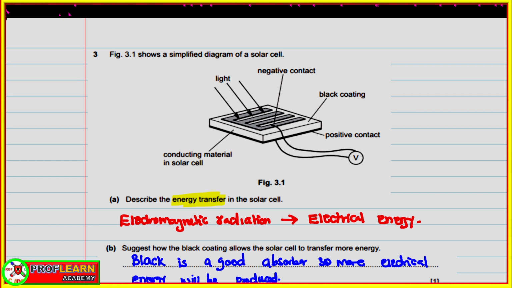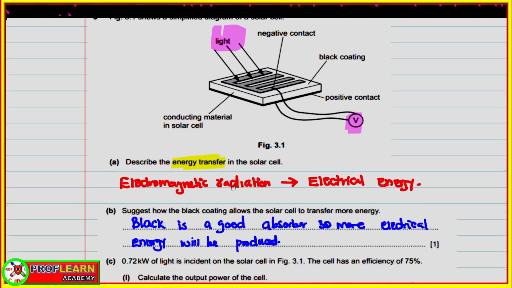We have question 3, and question 3 is about energy transfers, and in this case we are told to describe the energy transfer in the solar cell. Remember, the solar cell is absorbing energy from the sun, which means that electromagnetic radiation will be converted to electrical energy that is going to run this voltmeter or the load that is going to be placed here. From the sun we are going to get radiation, which this particular cell is going to convert.